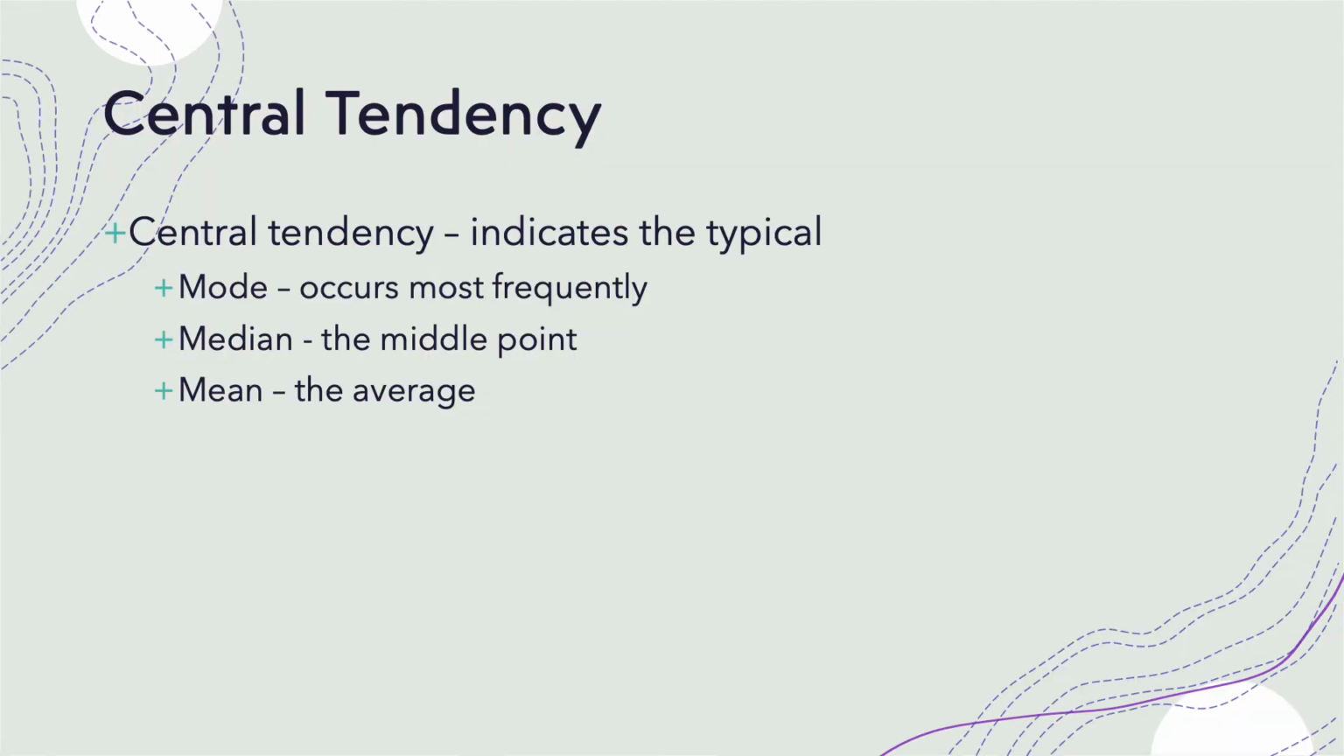We often want to know what is most common. How many calories does the average patient in a nursing home need each day? The single answer we want is central tendency. There are three indexes of central tendency: the mode, which occurs most often, the median, which is the middle point, and the mean, which is the average.